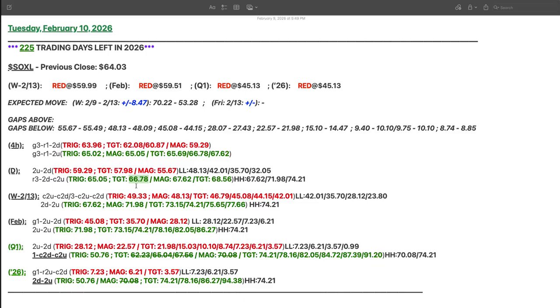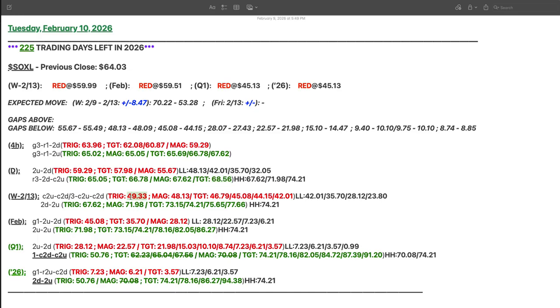So in case we're going to move in more of a sideways chop action, we've got our intermediate target 66.78 there for you. If we do reach magnitude, we do have that one further extended target of 68.56 listed as well. All right. On the week, we haven't gone 2 up or 2 down yet.